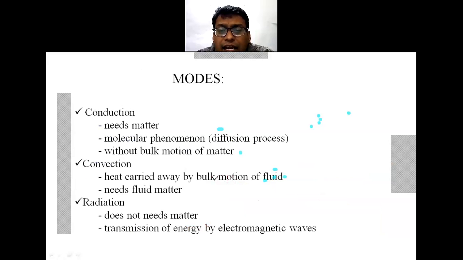So heat is carried away by the bulk motion of the fluid, meaning the air that is getting heated, and as a result of the heated air one feels the rising temperature. So it needs fluid matter. Then third, radiation does not need any matter. Both conduction and convection need matter. However, radiation does not need any matter.